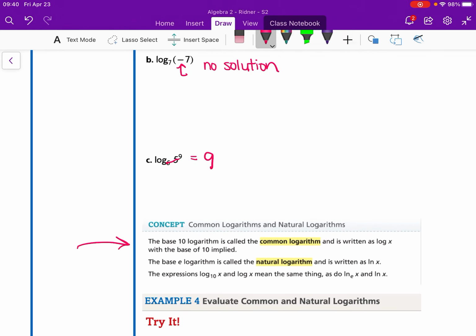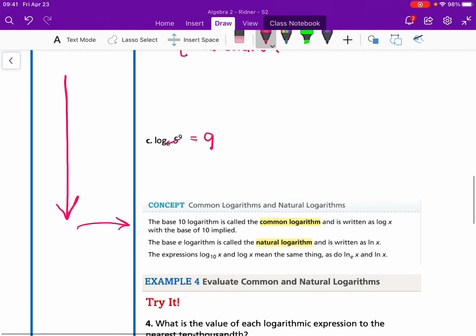Oh, there's the common log and the natural log that we wrote at the top. I thought I put that in there somewhere. I just couldn't remember where. So if you want to rewrite what you wrote up there down here, that wouldn't be a bad idea.